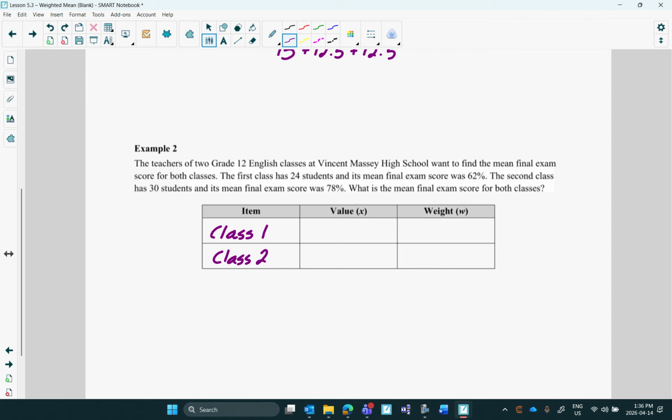What was the average or the mean in the first class on the final? 62. And what was the mean of the second class? 78. Now, this time, the class sizes are the weights. So class 1 has a weight of 24, and class 2 has a bigger weight of 30 because there are more students. And then you just multiply, add, and divide by these two added together, just like you did before.